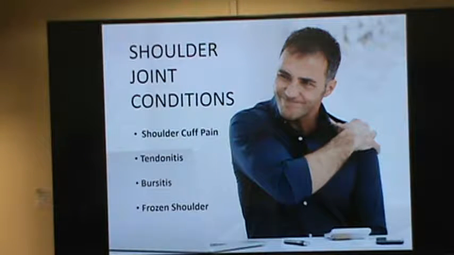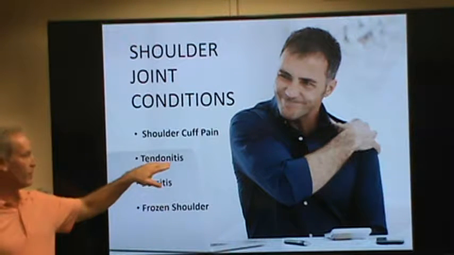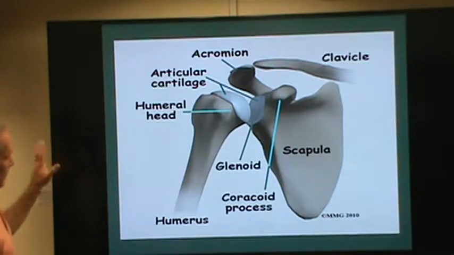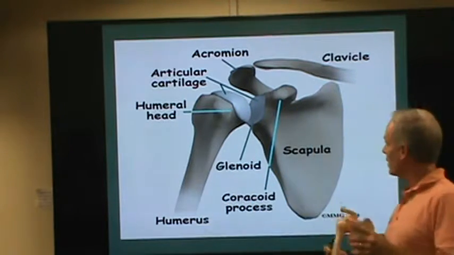All right, so we're going to talk about how this occurs. So bursitis is that inflammation of the bursa. Tendinitis is inflammation of the tendon. So when you look at, here's the joint, here's the scapula. I have one here so you can actually see it.